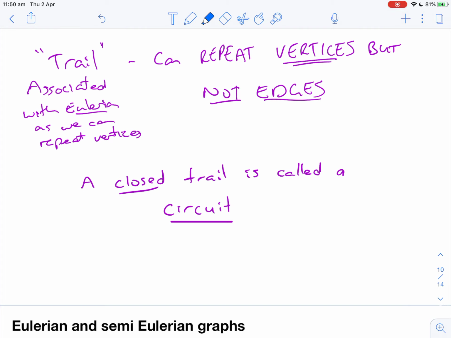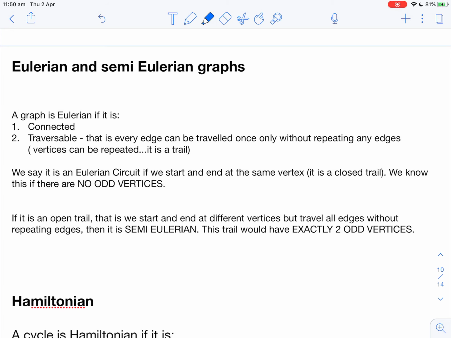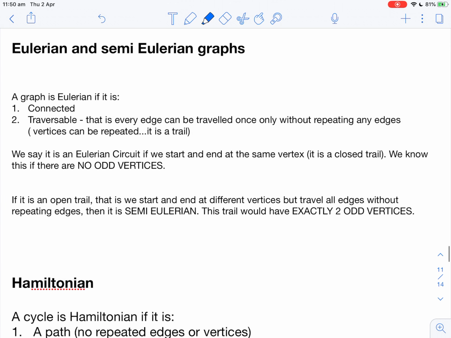Now in that case it's going to be a circuit, but notice the difference between the circuit and the cycle. In the circuit you are allowed to repeat the vertices. So this brings us to Eulerian and Hamiltonian concepts. Now these are one of the most important concepts you must get your mind around for this topic.